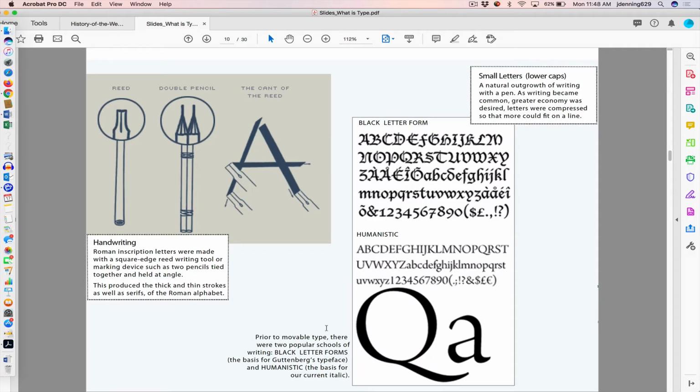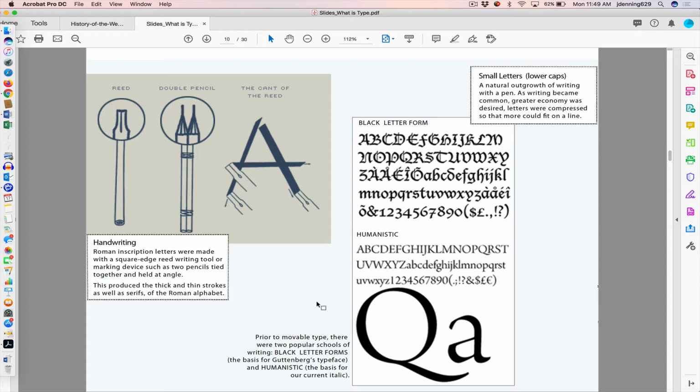So handwriting was an art prior to the invention of the printing press, and a lot of time was spent perfecting it. And so Roman inscription letters were made with square edge reed writing tools or marking devices. They kind of are like 2 pencils tied together and held at an angle, and this would produce a variety of thick and thin strokes, as well as serifs of the Roman alphabet.